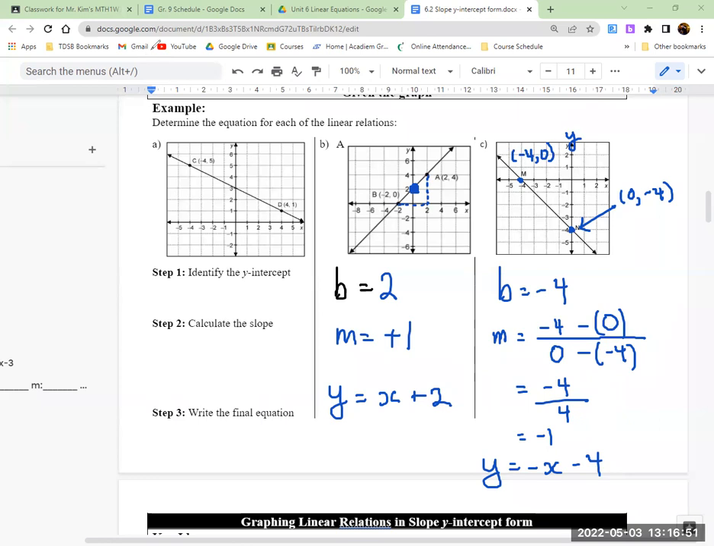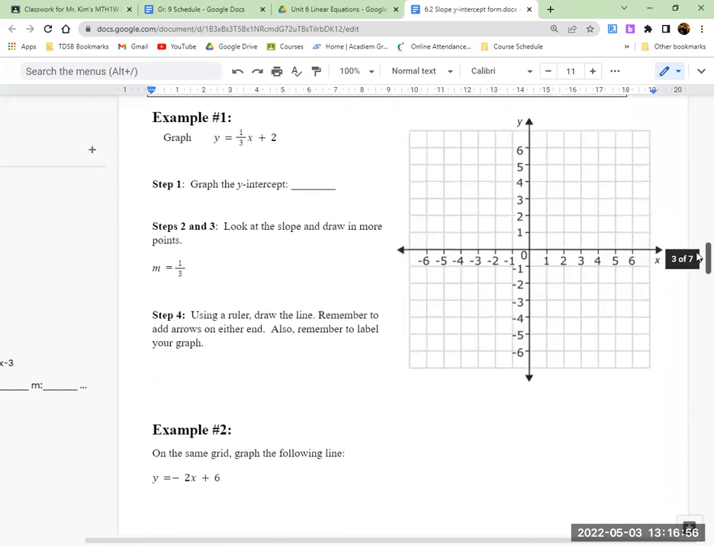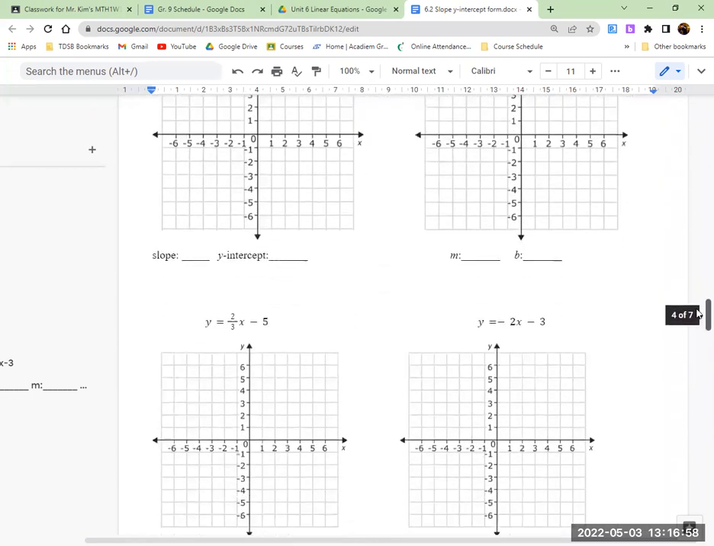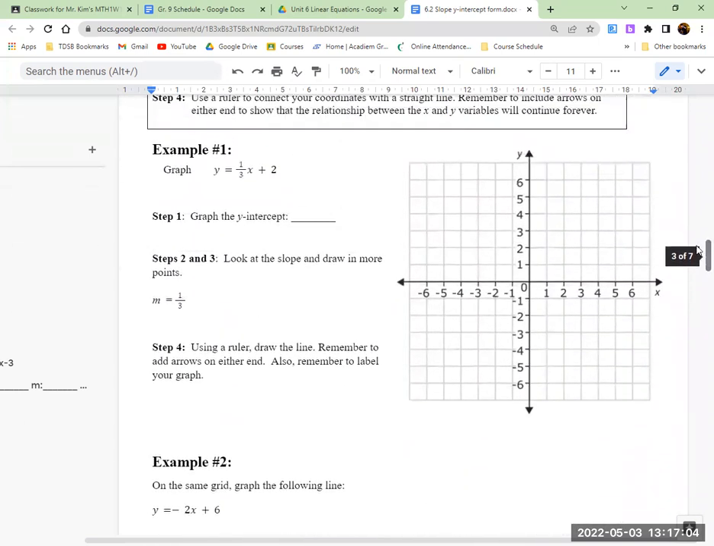Last one I want to do before I let you go. This is all I'm asking us to do in class, and this is what I'd like you to try at home. Graphing linear equations. Let me do this, and let me show you how I want this done. My last question? Yeah, go ahead.